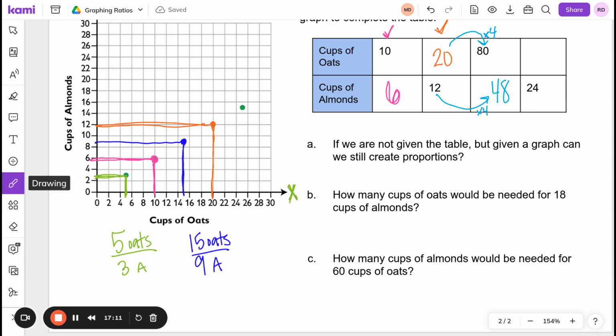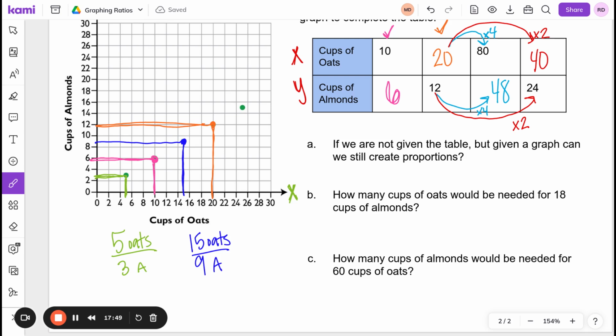Same process. I want to turn a 12 into a 24. So I got bigger, so that's multiplying. And 12 times 2 is 24. Whatever I do to the bottom, I do to the top. And 20 times 2 is 40. So again, we're filling in the missing values in the table by multiplying and dividing. Whatever you do to the bottom, you do to the top. And then all of your values in your table give you x and y coordinates, which allows you to plot points on the graph.